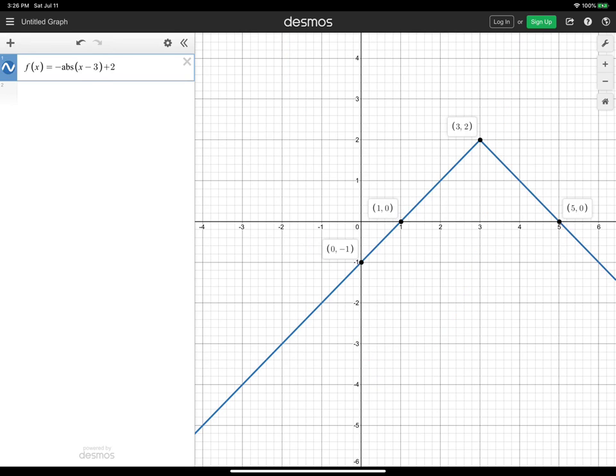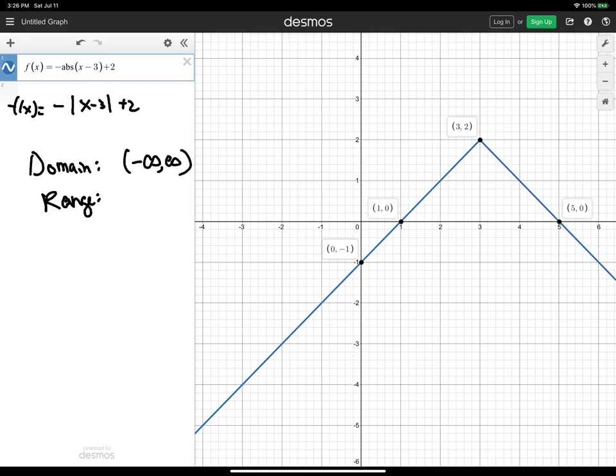All right, here we go. This is the graph of the negative absolute value of x minus 3 plus 2. And I already incorporated a few points for you. Notice this is kind of like a V shape, except it's upside down. As you look from left to right, it just keeps going. It's continuous. There's no gaps, no breaks. So your domain is going to be from negative infinity to positive infinity, because you can find any x value you want here. There's not going to be a restriction.